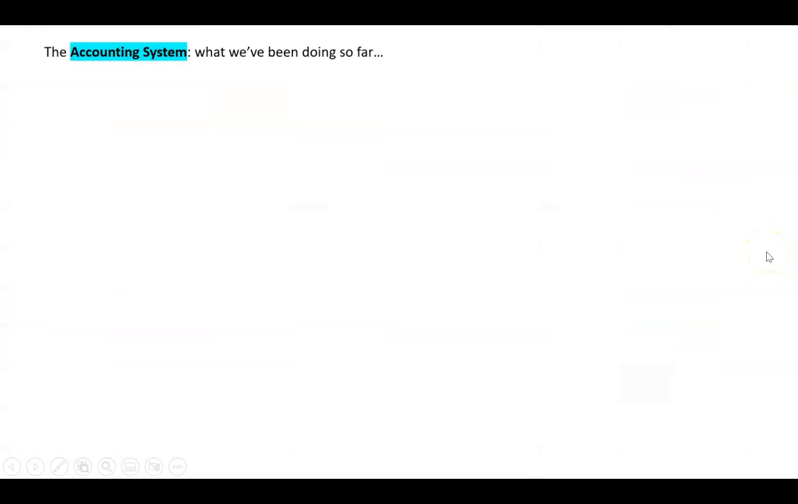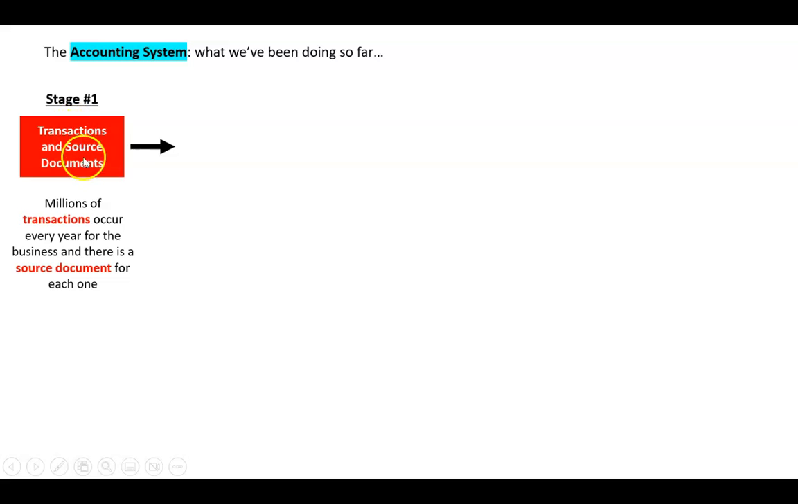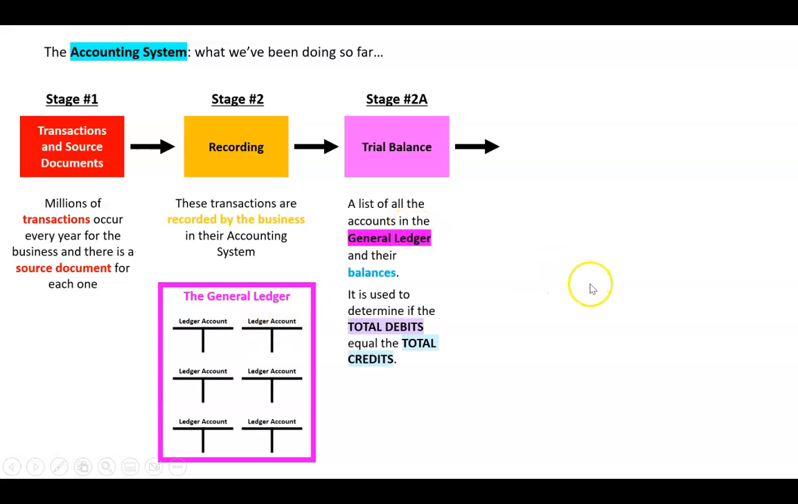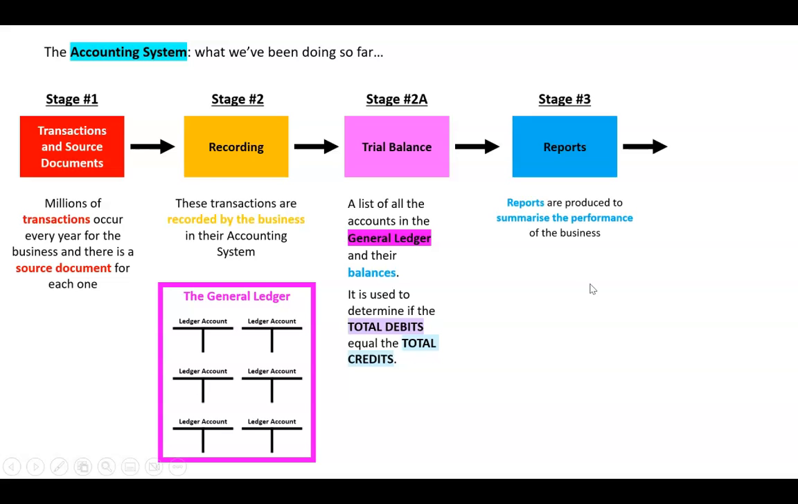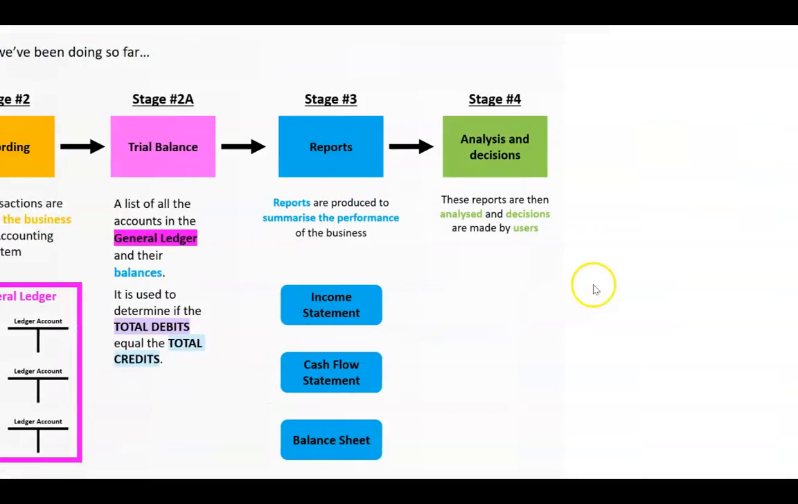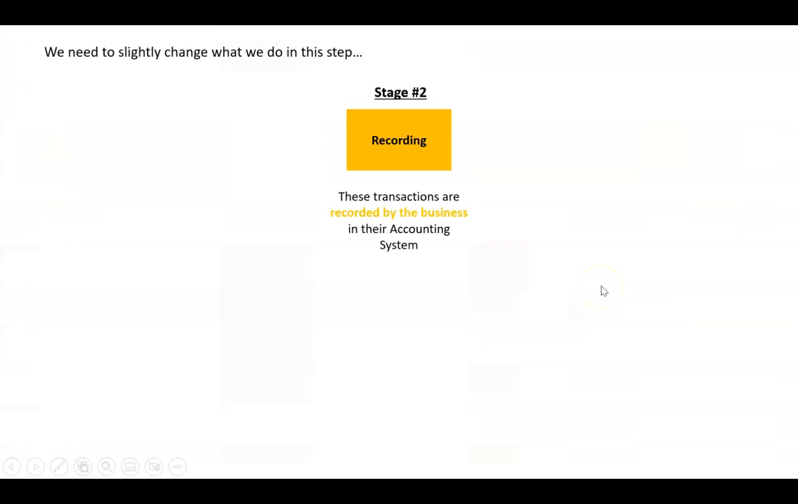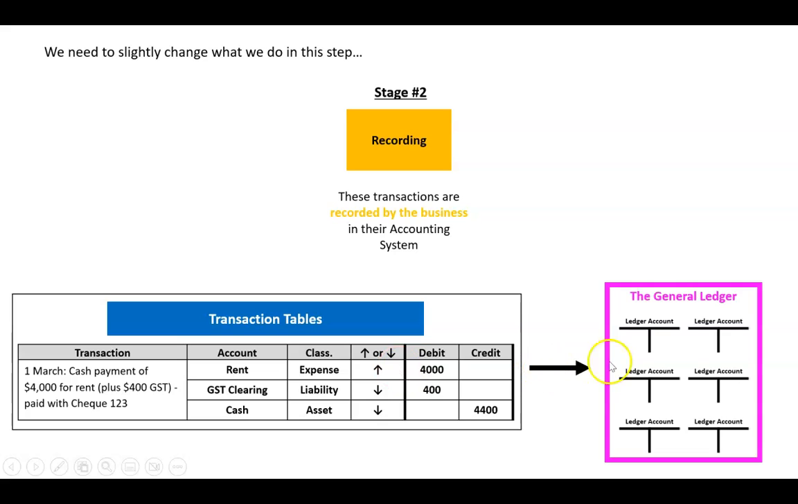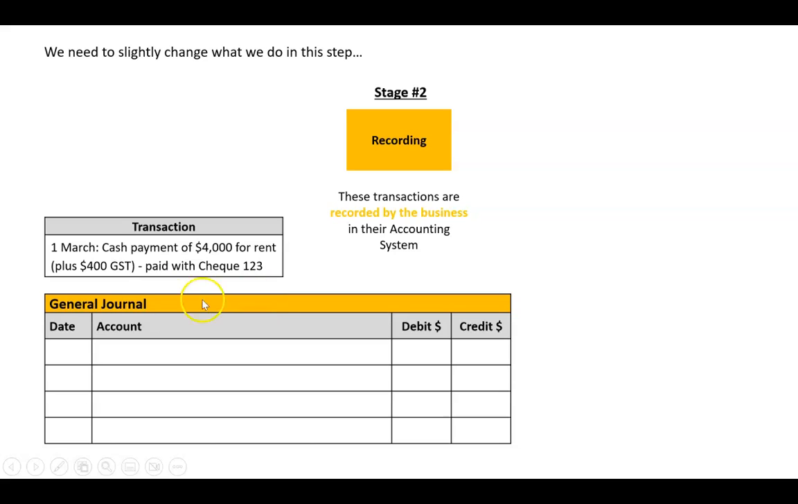Well, what we've been doing so far is doing all these transactions happen in their source documents. That's stage one. We've been recording them, and we've been doing it into the ledgers. Then we've been doing a trial balance to see if debits equal credits, and then we produce our reports, and lastly we make decisions. Well, we're just going to change stage two, this recording of transactions, just slightly. And instead of doing these transaction tables and then putting them into the general ledger or the ledger accounts, what we're going to do instead is something called the general journal. And we'll look at how to fill this in the next video.